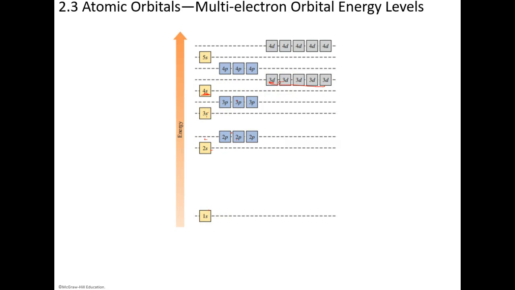And I'll show you how this works on the periodic table. It's going to make a lot more sense. But I just want to make sure that you realize it's not perfect. It's not exactly how you think it is. Notice the 5s is in between a 4p and a 4d.